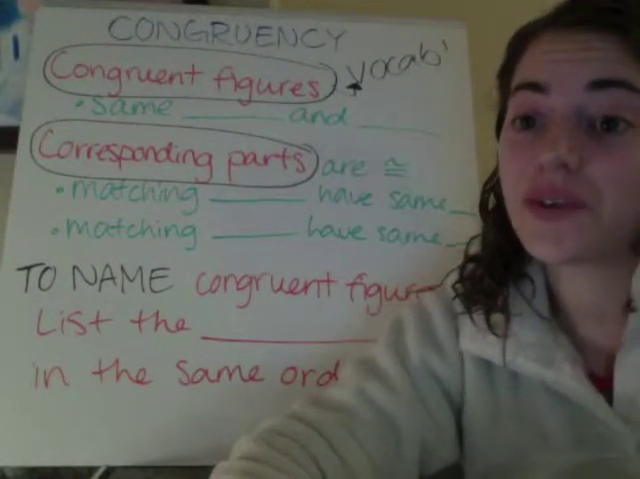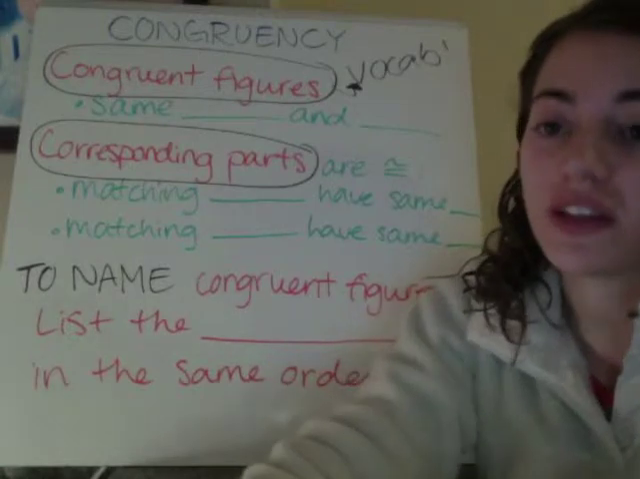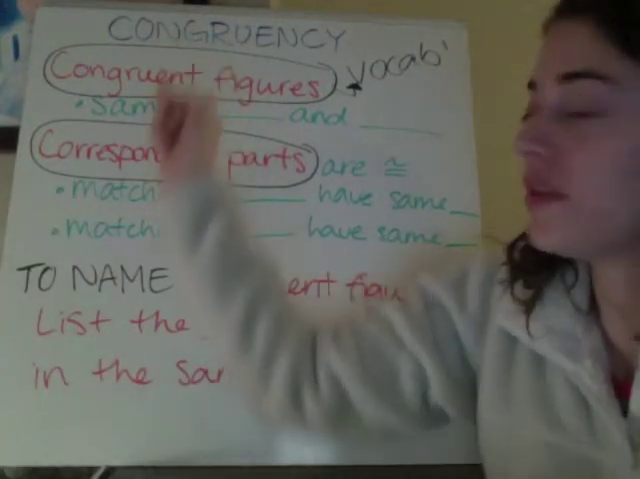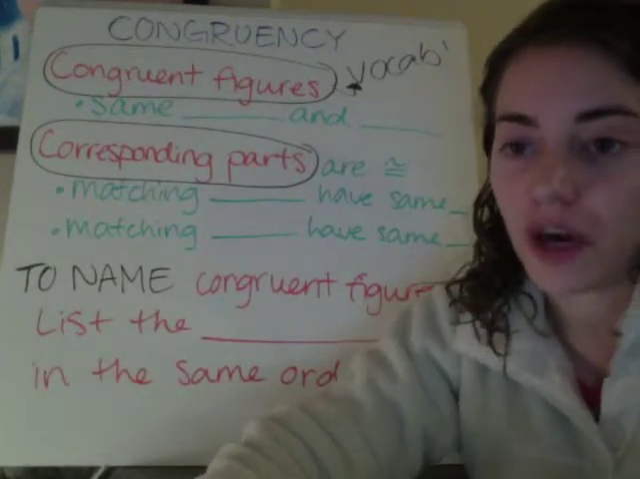Welcome to Unit 6, where we're going to talk about congruency, and specifically how to prove that triangles are congruent. Remember that our vocabulary is always circled and our theorems are boxed.